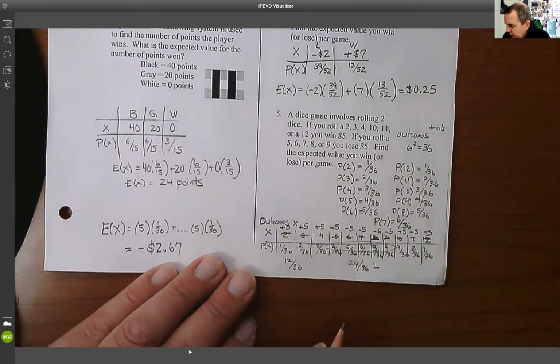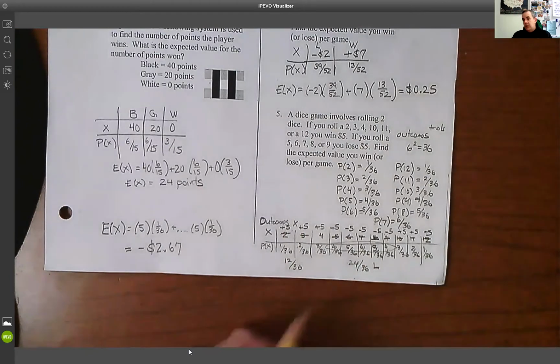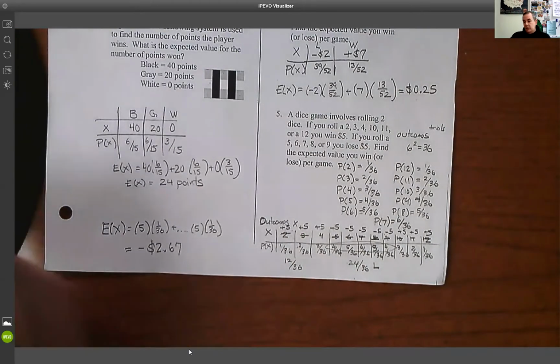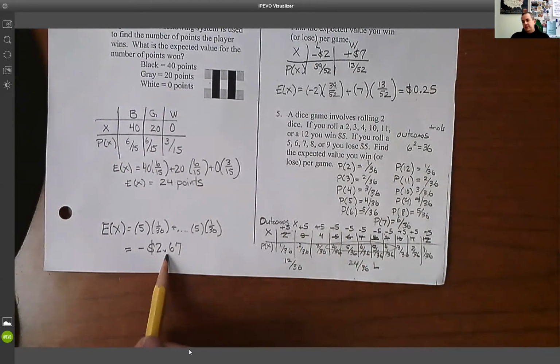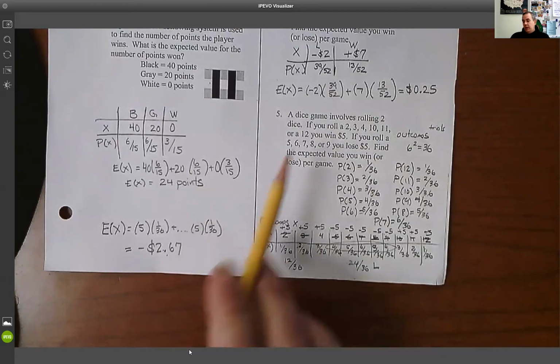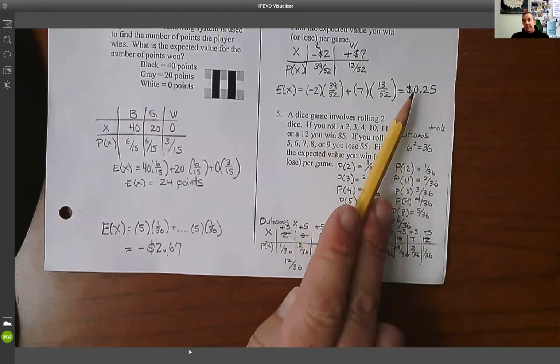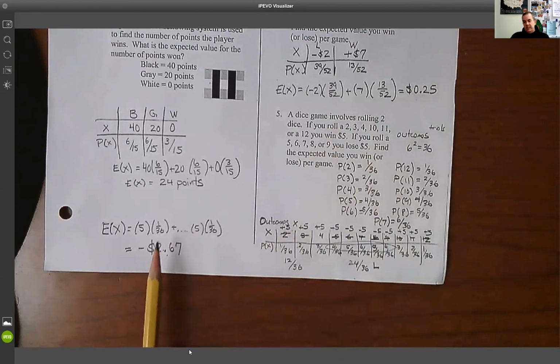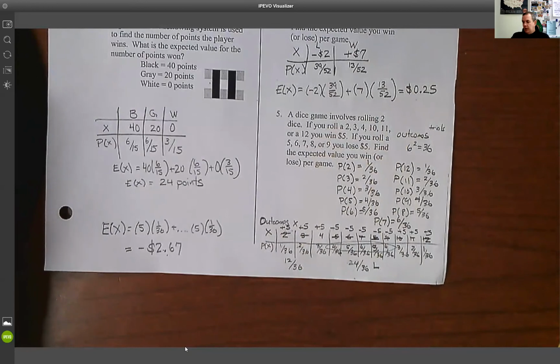So what I want you to realize is there's more likely that I'm going to lose than I'm going to win. So that's why my expected value is -2.67. So in the first game, I'd play that game because on average, I'm going to win. The second game, I wouldn't play the game because I'm expected to lose money over the long run. So that is kind of what expected value is. So that's the front side of it.